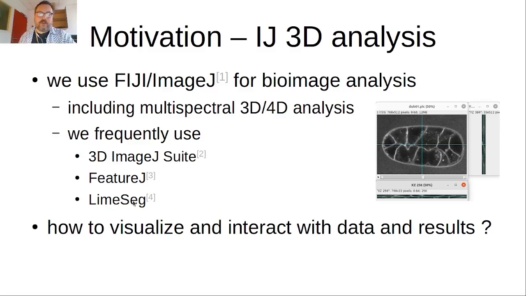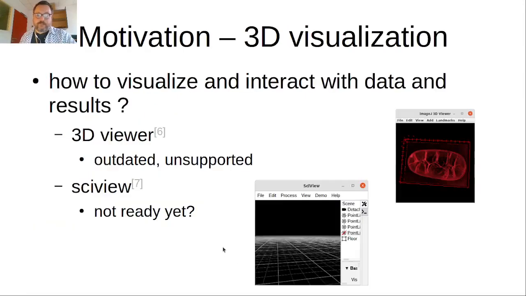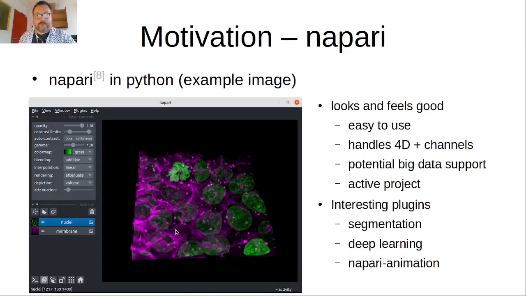Now, how can we visualize and interact with the 3D data and the 3D segmentation and measurement results? In ImageJ, there's the 3D viewer, but that doesn't meet our requirements. It's outdated and it's not supported anymore. There's also SciView, but we don't know how to use that, or maybe the project is not ready yet.